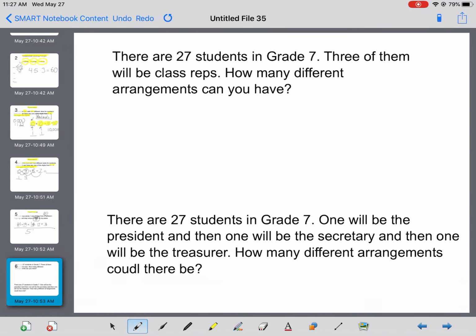Let's just look at 2 more. We're not going to actually calculate it, but let's just decide if it's a permutation or a combination. So we have 27 students in grade 7. 3 of them will be class reps.